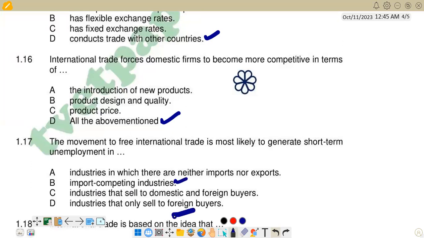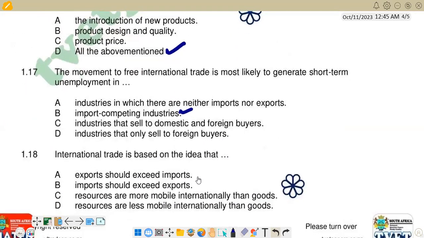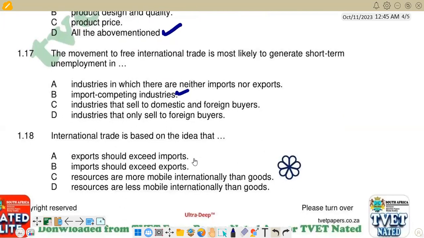Then we try to see if we have got another question beneath that. Right, 1.18, we've got international trade is based on the idea that exports should exceed imports. Yes, exports should exceed imports. That's correct. Because when exports exceed imports, it means we are going to have a positive trade balance, which is a very healthy position. But let's look at the other responses. Imports should exceed exports, which is wrong.